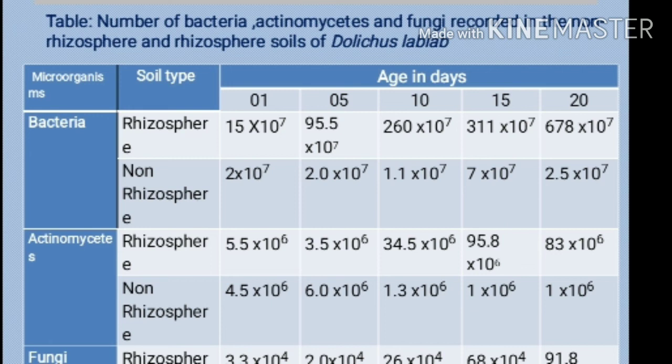In case of fungi also, on the first day it is almost similar, but after 10, 15 or 20 days, there is a rapid increase in the number of fungi, at least 10 times, 20 times. The R by S ratio is 10 to 20 for fungi. For actinomycetes it is also 10 to 80, but particularly for bacteria, it is in the hundreds. So the R by S ratio is in hundreds.